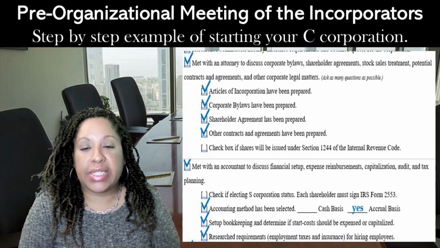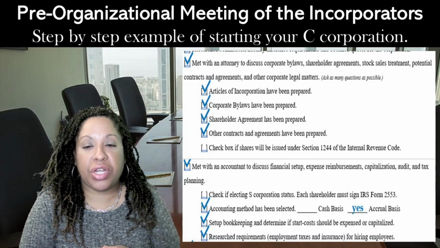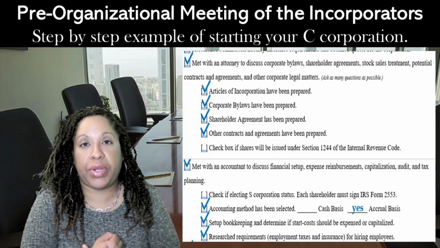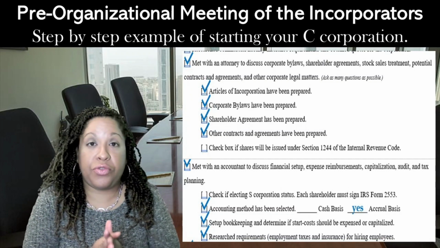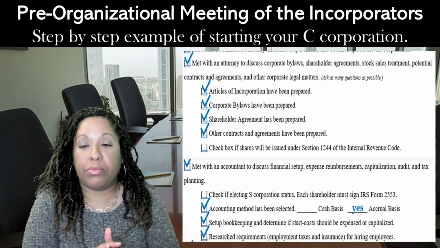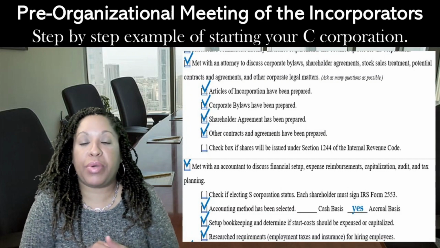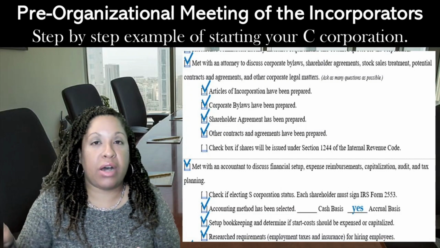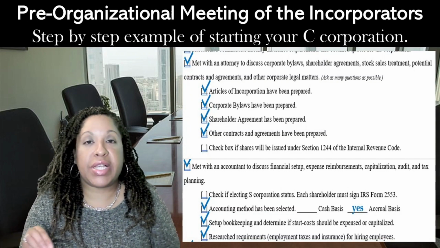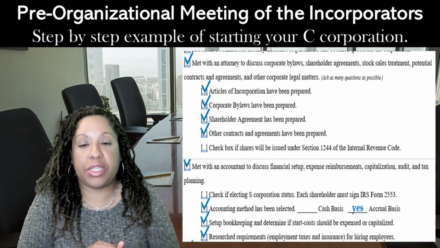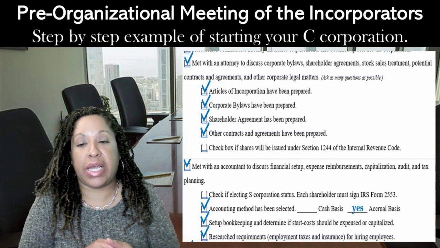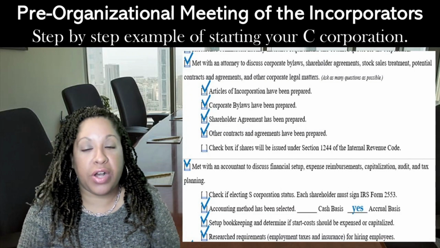Next, check if selecting S corporation status, each shareholder must sign the IRS Form 2553. Okay, that's the form that I didn't say the exact number of, but I briefly mentioned there's another form to fill out and submit to the IRS if they decided to be an S corporation. They're not. They're going to say C corporation status, but there's another form.